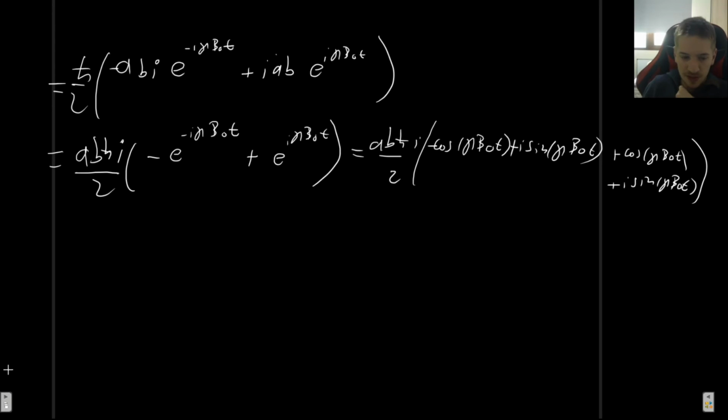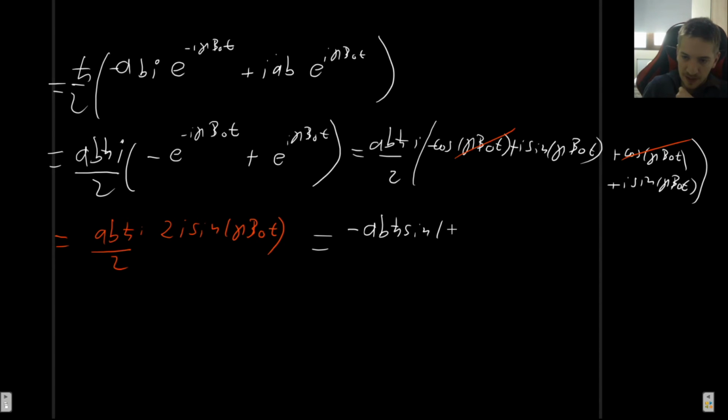Okay, so this time it's going to be the cosines that cancel out, and we will be left with the same constant up front, but then we have 2 times i sine of γB₀t. So here the 2's will cancel out, the i's will give us a minus sign, so we get minus ab ħ times the sine of γB₀t.